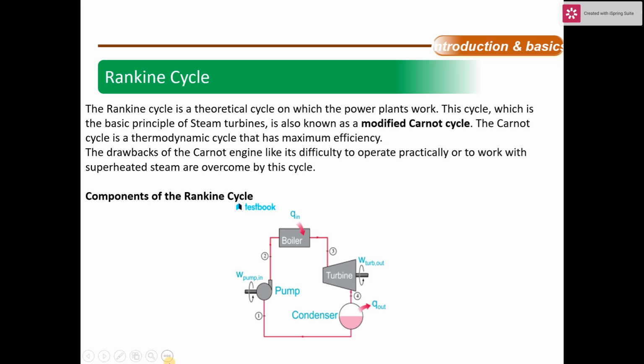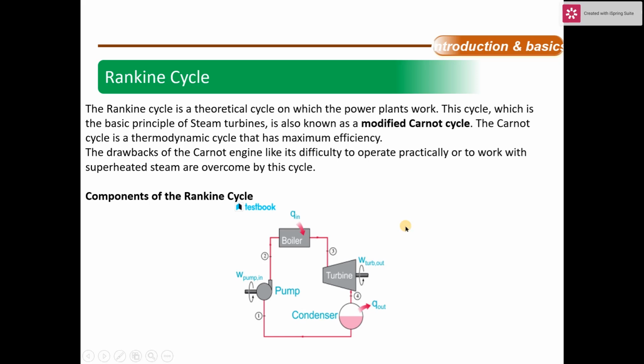Now here, first is the pump. They can be centrifugal pumps in industrial applications. Water as saturated liquid enters the pump and is compressed. After that, the boiler. Boilers are generally heat exchangers as in thermal power plants. The compressed liquid enters the boiler to be converted to superheated steam.